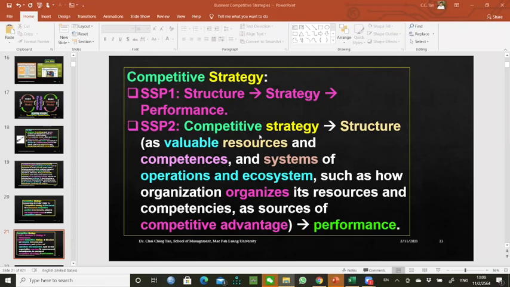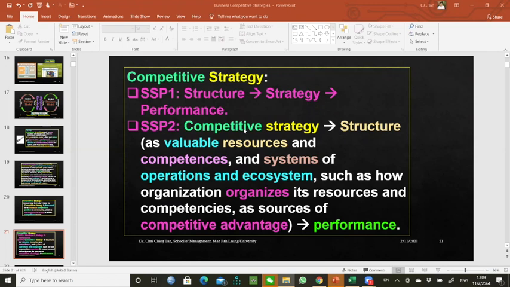Okay, the SSP 2 is about the competitive strategy. You come up with a competitive strategy, and from there, in order to execute the strategy, you need to have a good structure. Okay, this structure is the internal structure, not the outside structure.